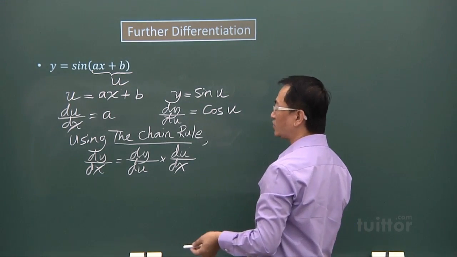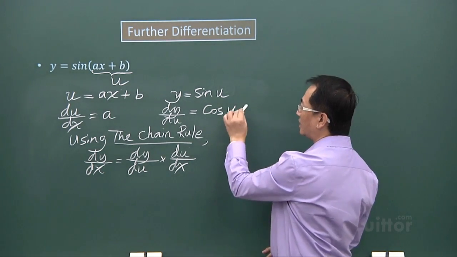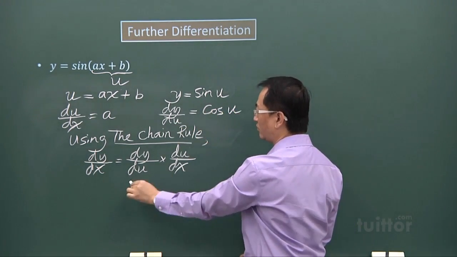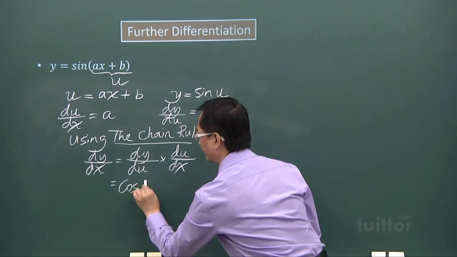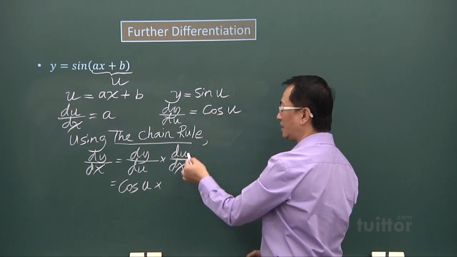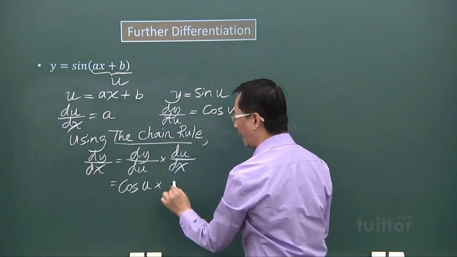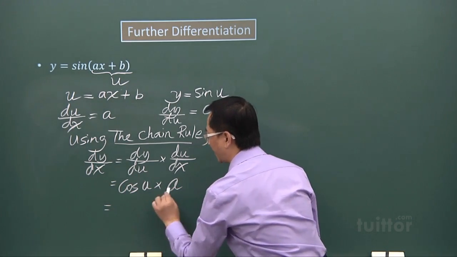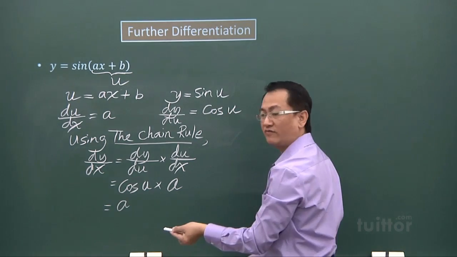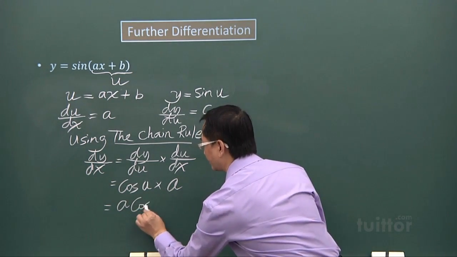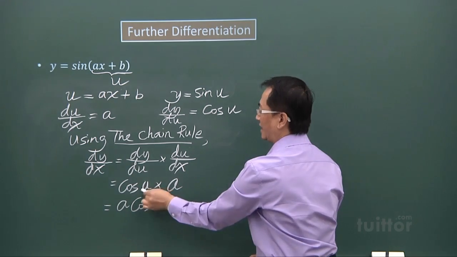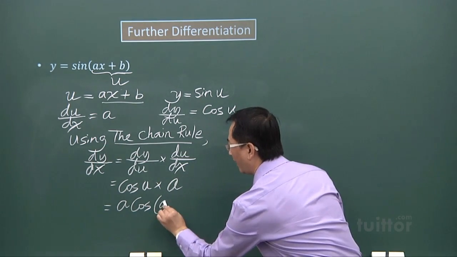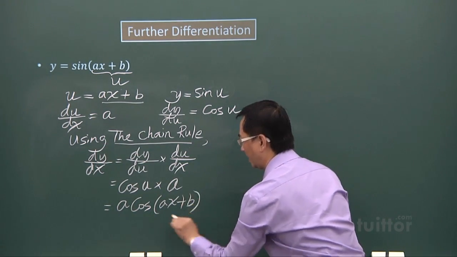Now we take those values we had before. The expression dy over du is cos u. Put it in there. And the du over dx is just a. So if I simplify this, a, bring it to the front as the coefficient, cos, and u is actually ax plus b. So we have ax plus b.